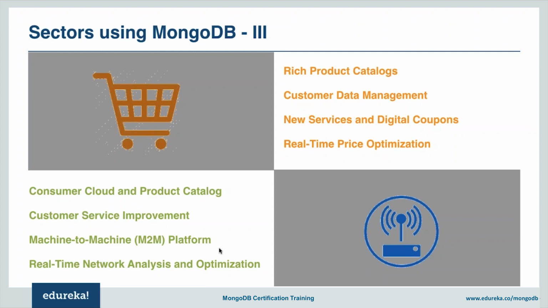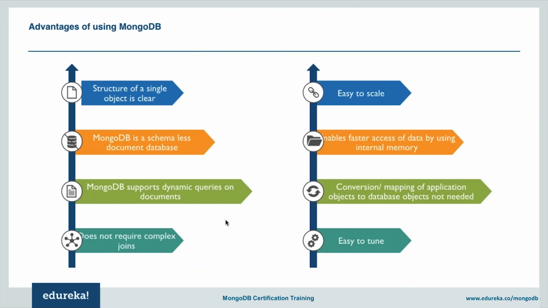On the e-commerce side, if we talk about customer data management, real-time price optimizations, rich product catalogs, new services and digital coupons. Then on the AI and the M2M or the IoT side: the customer cloud and product catalog, customer service improvement, machine-to-machine platform, real-time network analysis and optimizations.